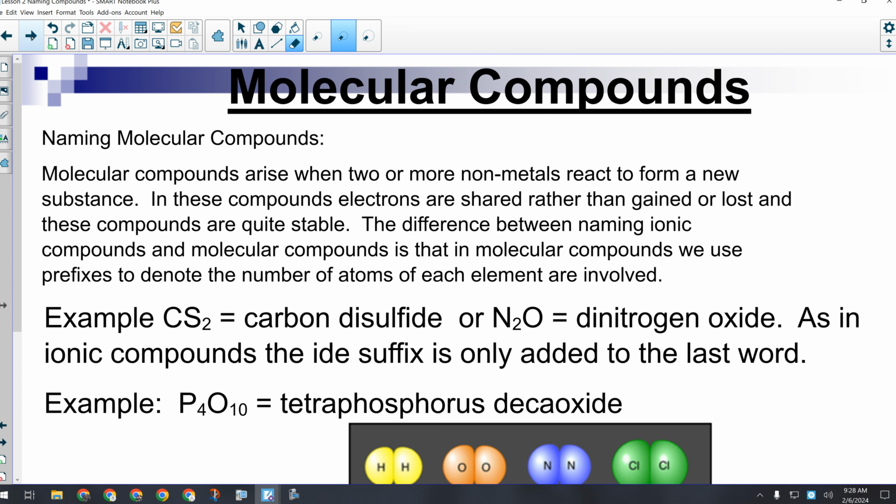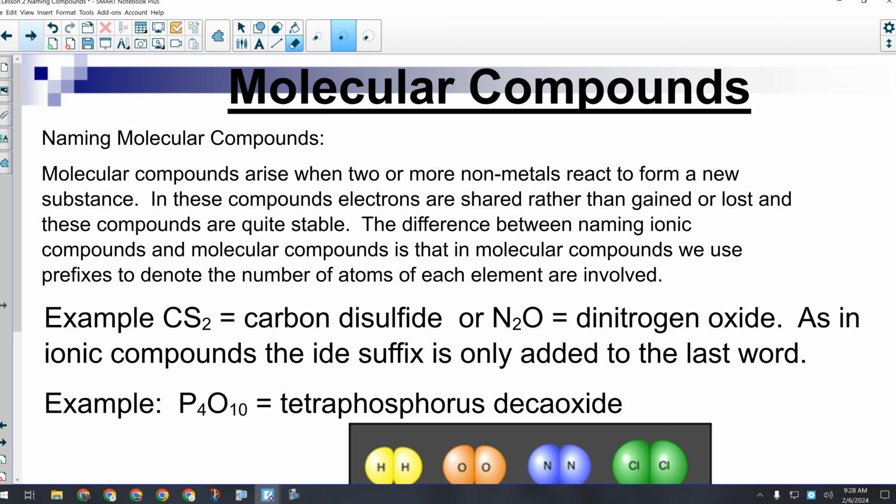So the naming rules for molecular compounds are as follows. Write the name of the first nonmetal exactly as it appears on the periodic table. Write the name of the second nonmetal, changing its ending to "ide," just like you do for any other compound. So the second element ends in "ide." And then you apply prefixes.